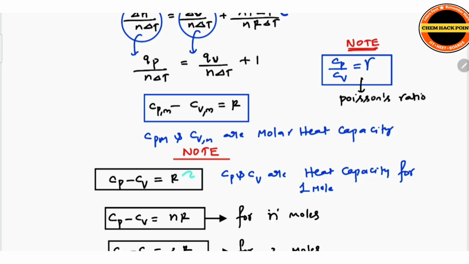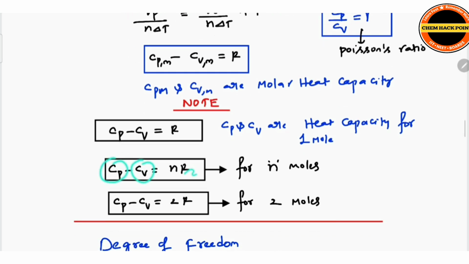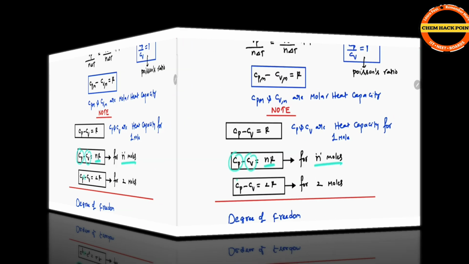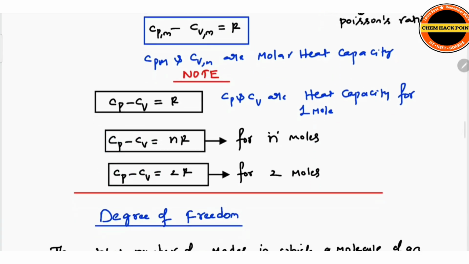So if you are writing a formula like this, Cp minus Cv is R, that is for 1 mole. Similarly, Cp minus Cv is equal to N R, that is for n moles. Cp minus Cv is equal to 2R for 2 moles. It is only about heat capacity, not about molar heat capacity.